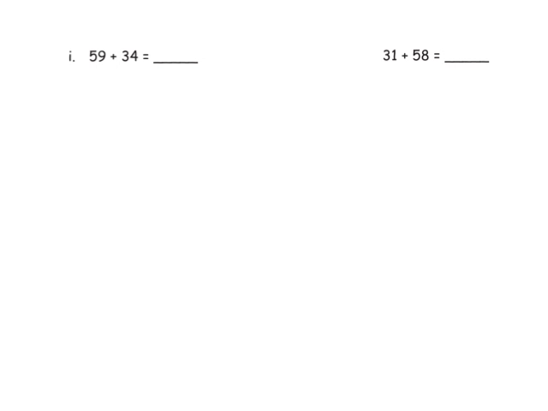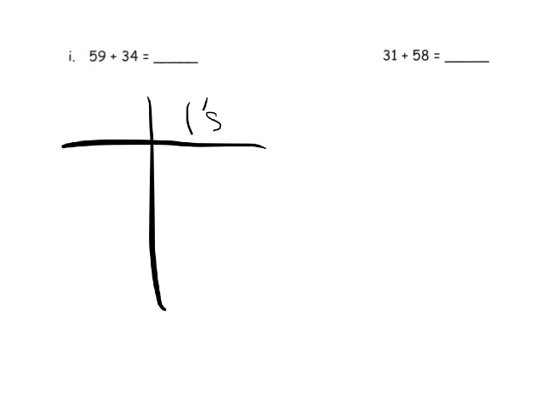I don't think I need to do both of these, but let's just do 59 plus 34. So here's our place value chart, and we're going to model 59. 1, 2, 3, 4, 5. 1, 2, 3, 4, 5, 6, 7, 8, 9. So there's our 59. Now let's model 34. 1, 2, 3. 1, 2, 3, 4. So there's our 34. And we need to simplify.